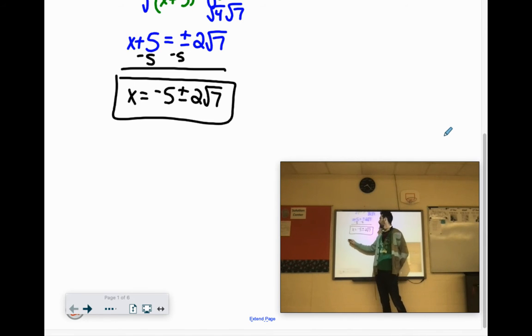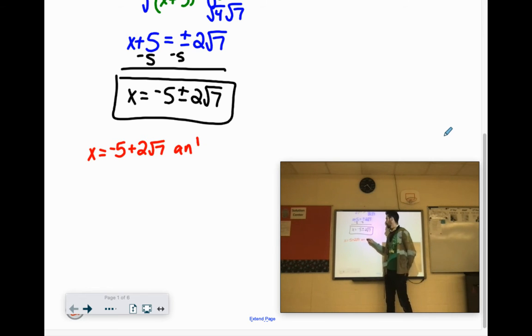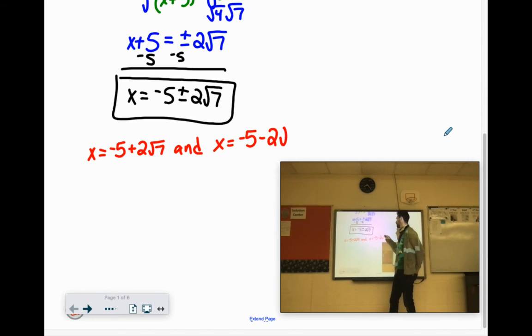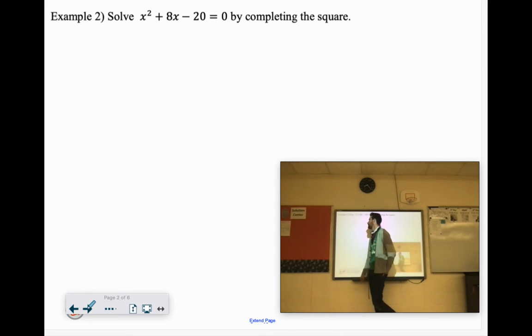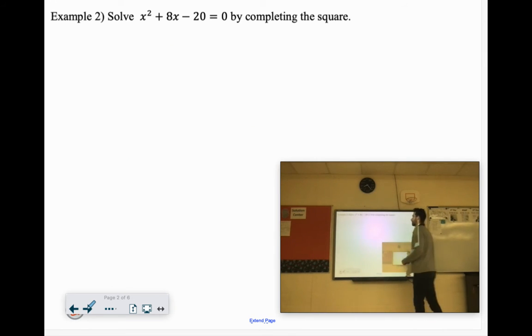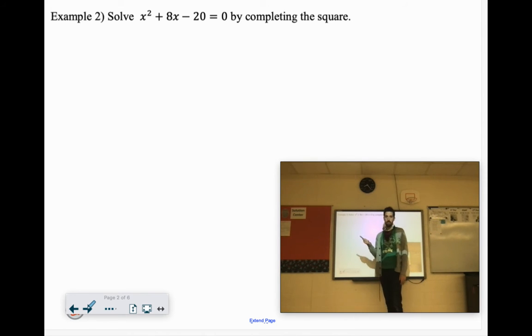Or you could write it as x equals negative 5 plus 2 root 7 and x equals negative 5 minus 2 root 7. So that just lists them separately. Here it lists them together with the plus and minus sign. So that's the way I'm going to write it from this point forward. But hey, dealer's choice. Solve x squared plus 8x minus 20 equals 0 by completing the square.